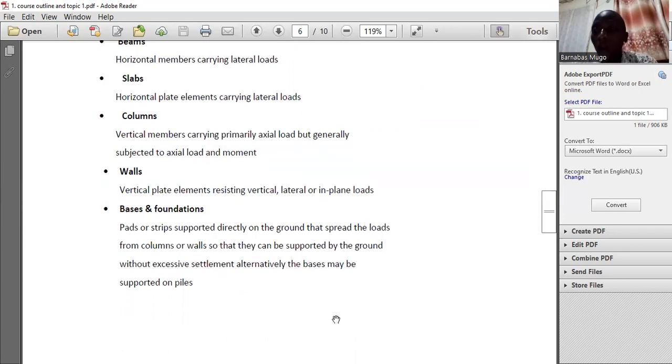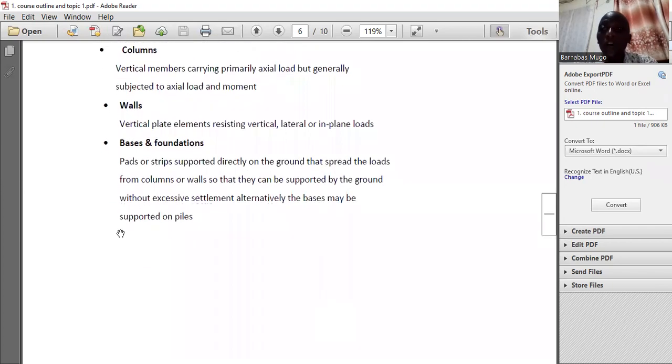You need to know about the column. Remember, those are the vertical elements of the structure that are carrying the weight from the slab. So they are vertical members of the structure. Then we need to know about the wall. The wall, everybody knows about the wall. Then the footing or the foundation, this is the structural member that is anchored to the ground so that it can dispatch all the weight.